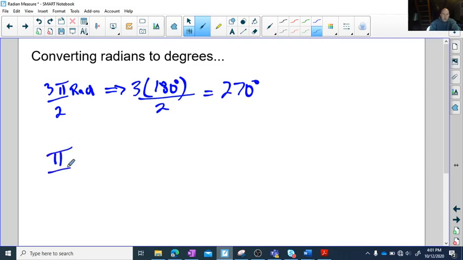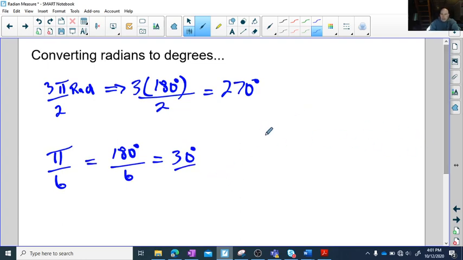Pi over 6. I know that pi is 180 degrees. Divide that by 6. This must be talking about a 30-degree angle. Well, it doesn't matter. We will also get into negative angles. I could have a negative 7 pi over 4.